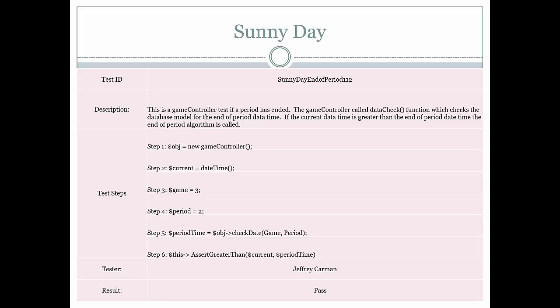The second step is to get the current date time. The third step is to select the game. And the fourth step is to select the period. Fifth step is to select the period time. Now for the sixth and final step, we assert that the current time will be greater than the period time. This passed because the model that we were working with showed that the period time was in fact less than the current time.